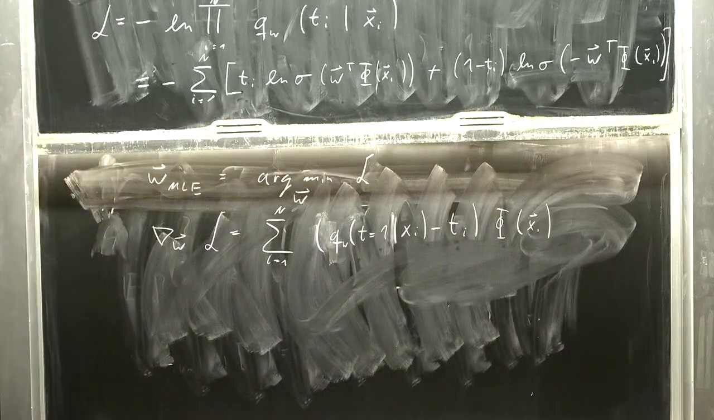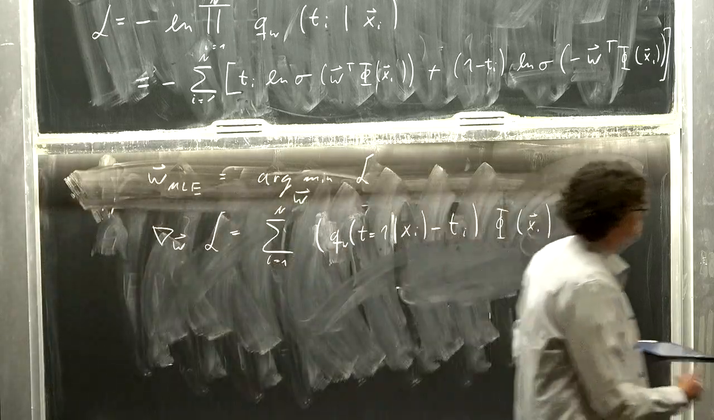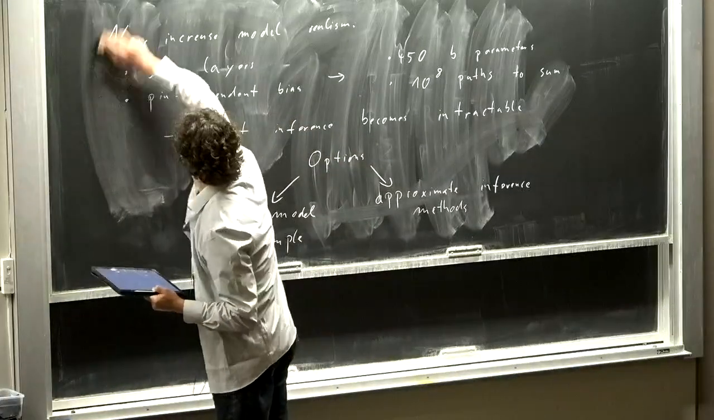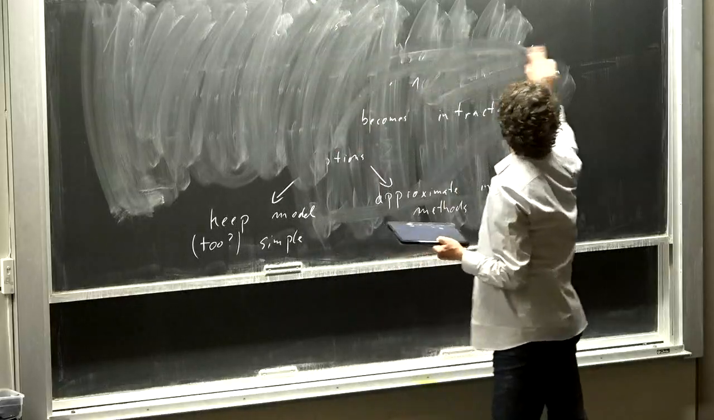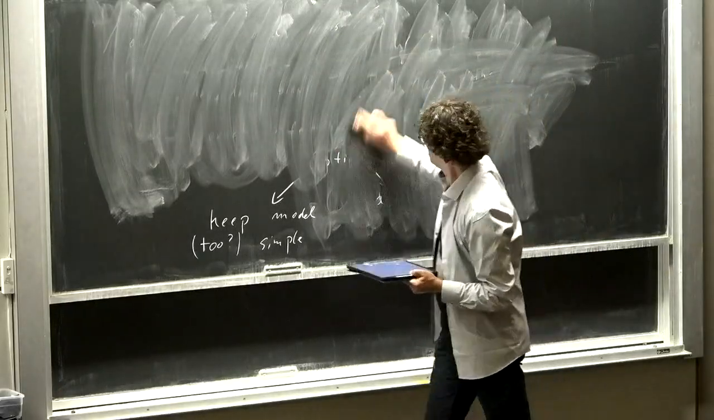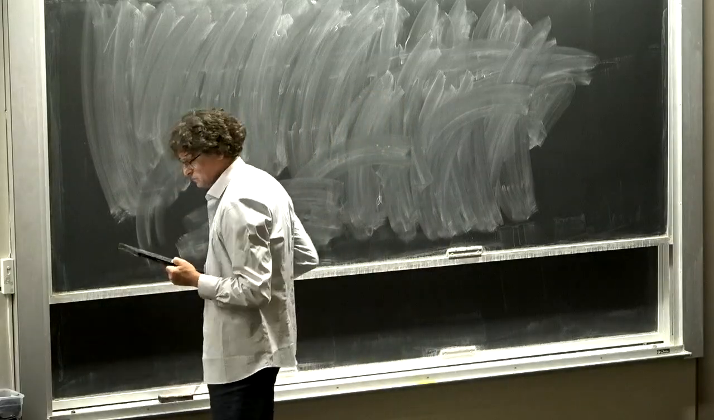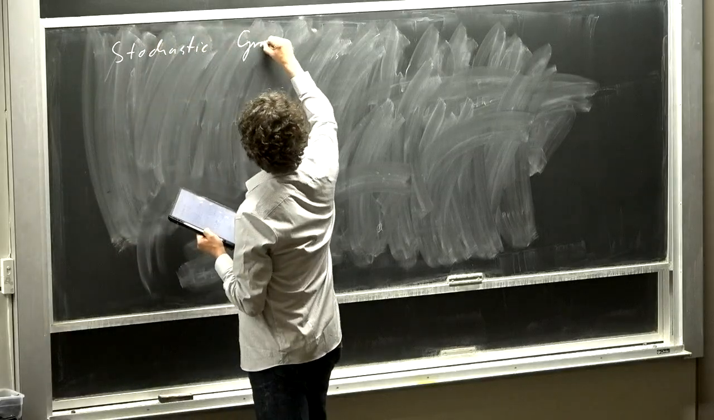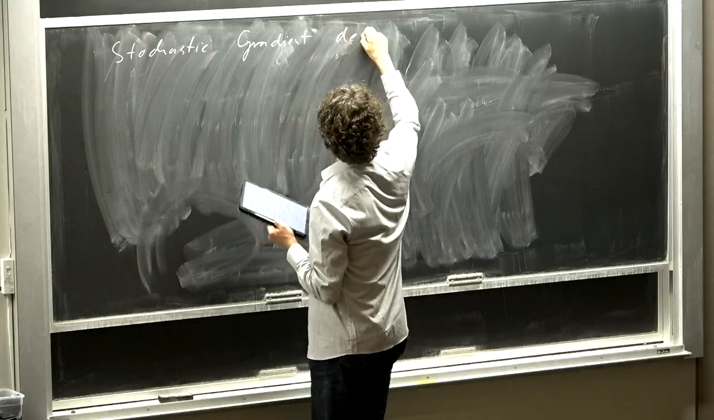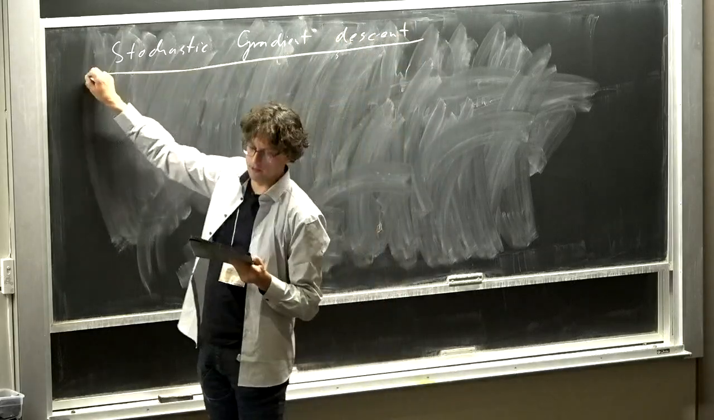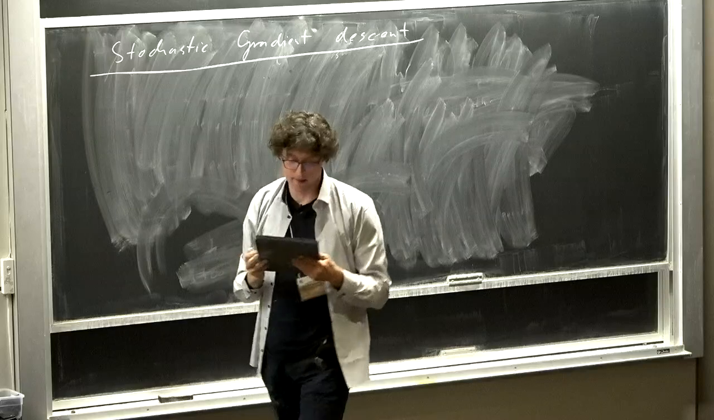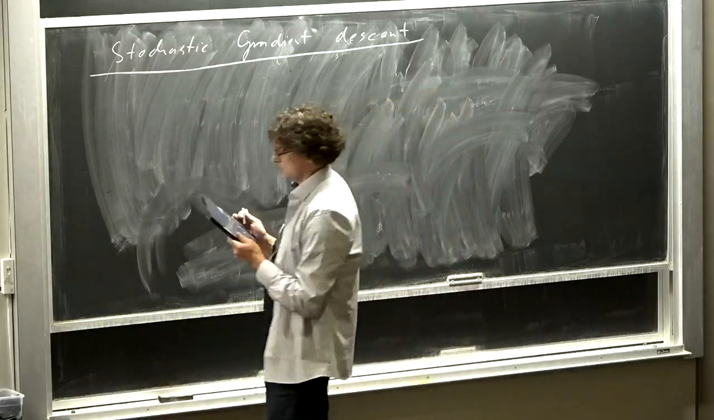Good, so stochastic gradient descent. Now we want to actually minimize that loss. And we know the gradient, which is great. And we can try to do it with stochastic gradient descent. First, I will talk about gradient descent, and then why we want to make it stochastic, or why it makes sense to make it stochastic here.